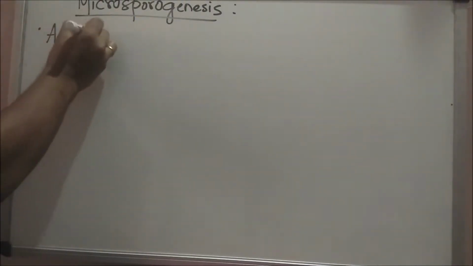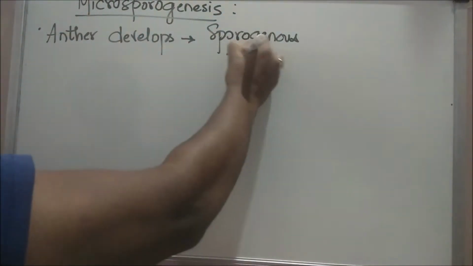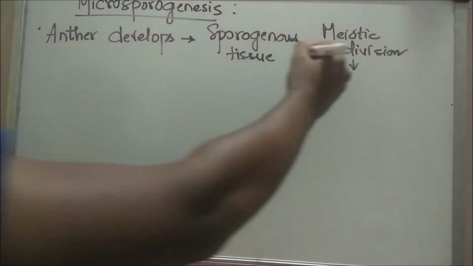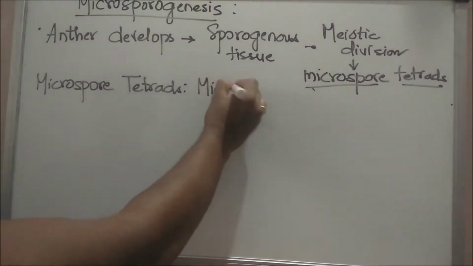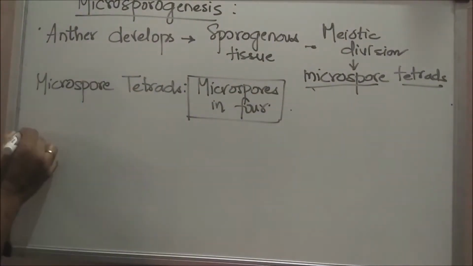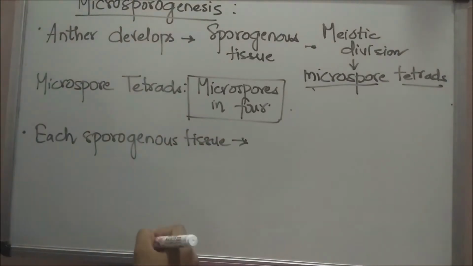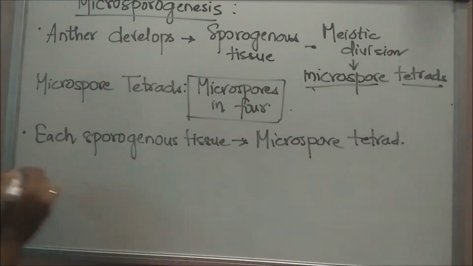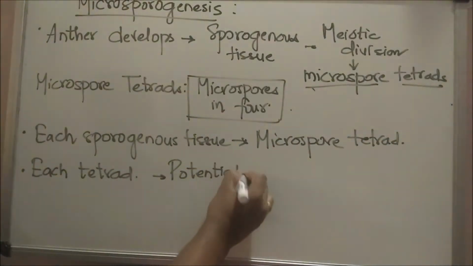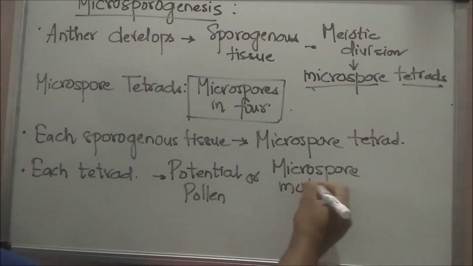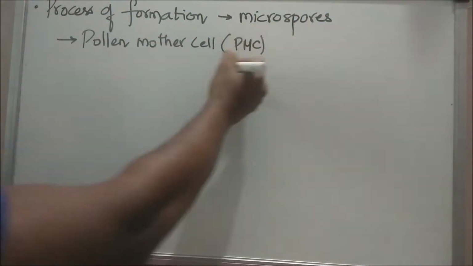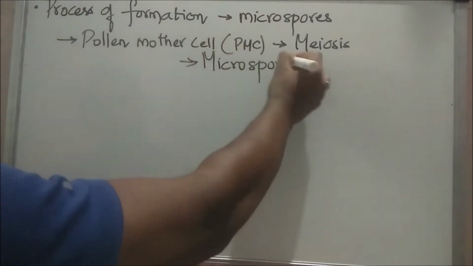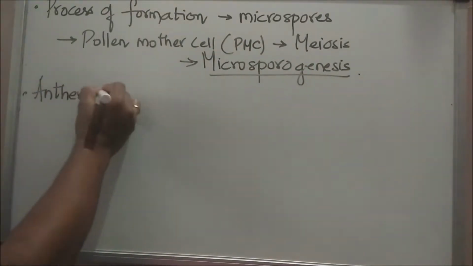As the anther develops, the cells of the sporogenous tissue undergo meiotic divisions to form microspore tetrads. What are microspore tetrads? Microspores arranged in a group of four. Each cell of a sporogenous tissue is capable of giving rise to a microspore tetrad. Each one is a potential pollen or microspore mother cell, shortly called MMC. The formation of microspores from a pollen mother cell through meiosis is called microsporogenesis.